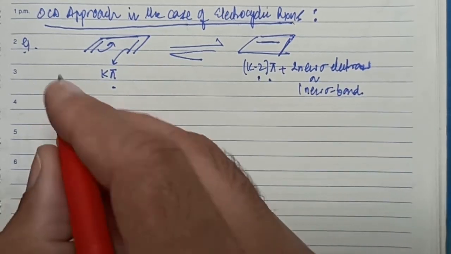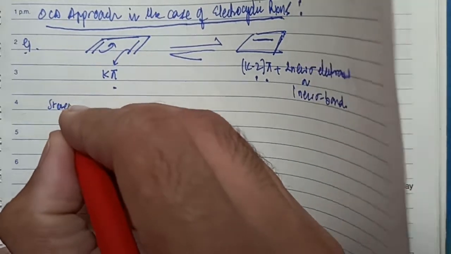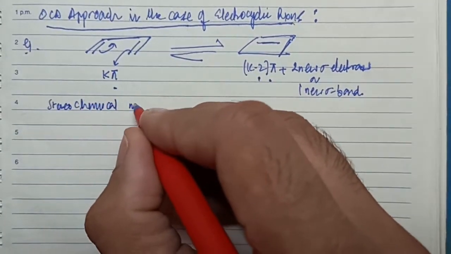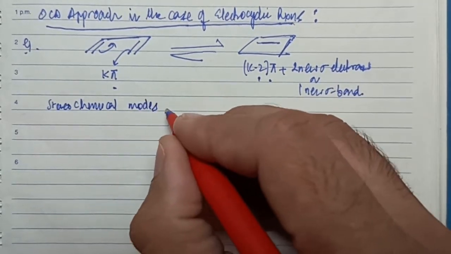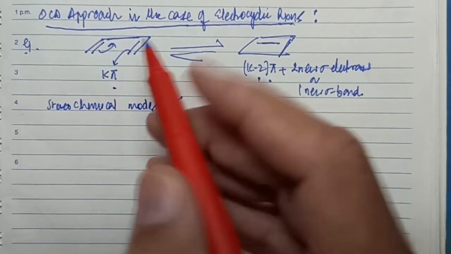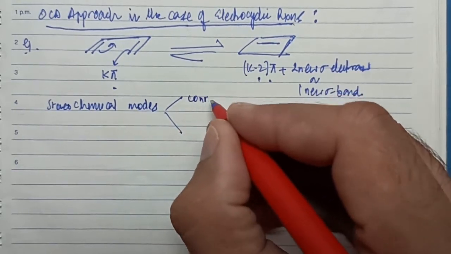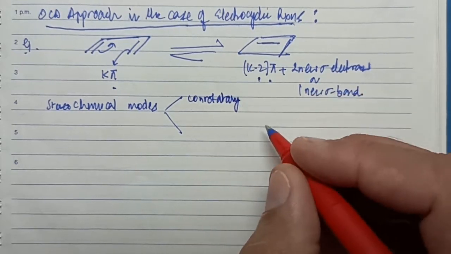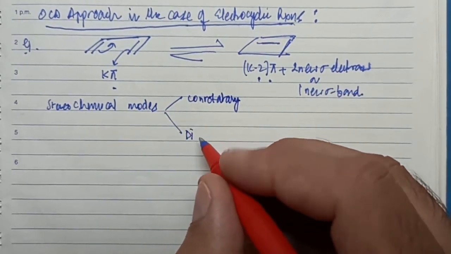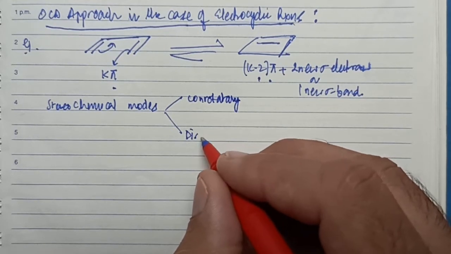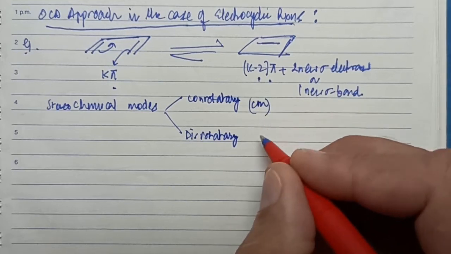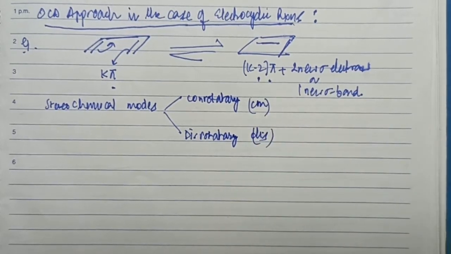And if you remember the stereochemical modes, there were 2 stereochemical modes. One was, if you remember, the terminal lobes of the polyene system rotated in the same direction. Then we said this is called conrotatory. And if the terminal lobes of the polyene system rotated in different directions, then we said it is disrotatory. We call this con, and we call this dis: conrotatory and disrotatory modes of electrocyclic ring opening and closures.